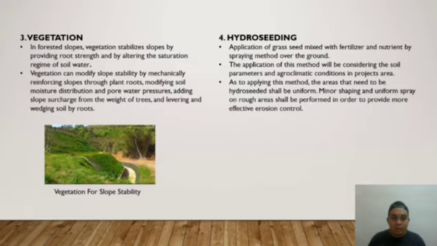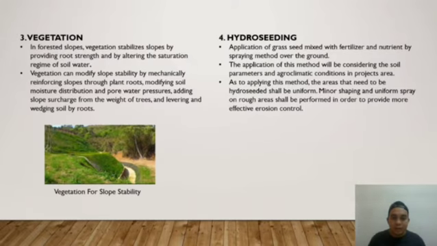The third technique is vegetation. In forest slopes, vegetation stabilizes slopes by providing root strength and by altering the saturation regime of soil water. Vegetation can modify slope stability by mechanically reinforcing the slope through plant roots, modifying soil moisture distribution and pore water pressure, adding surcharge from the weight of trees, and levering and wedging soil by roots.